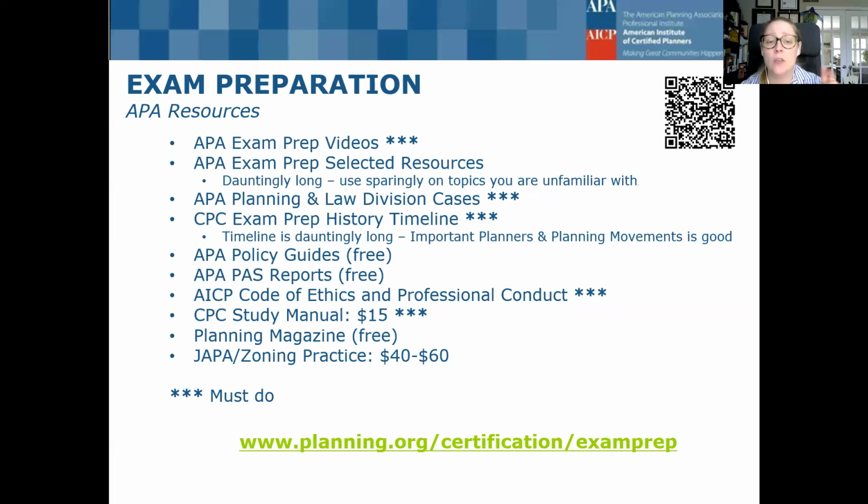APA policy guides are free. The PAS reports are free. Obviously, this is only if you're a member of APA, which I think you all are because you have to be in order to sit for the exam. Then there's the AICP Code of Ethics and Professional Conduct. It's on the website. Seriously, you just got to read it.